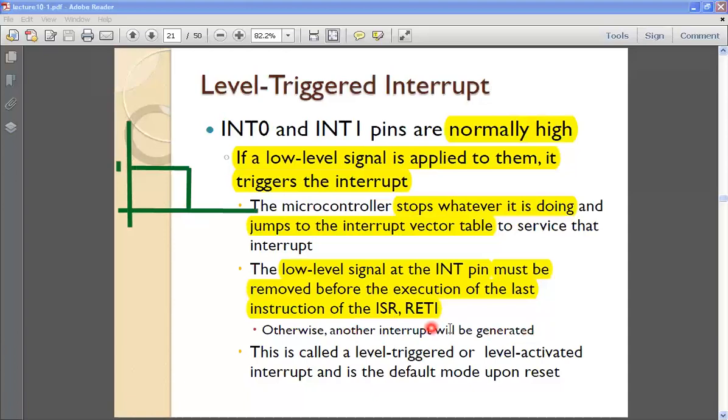So the last instruction required in the interrupt vector table location is RETI. This method is called level trigger, or level activated interrupt.